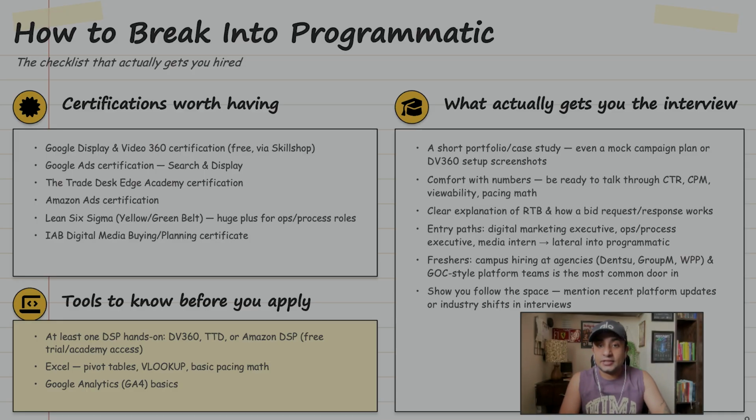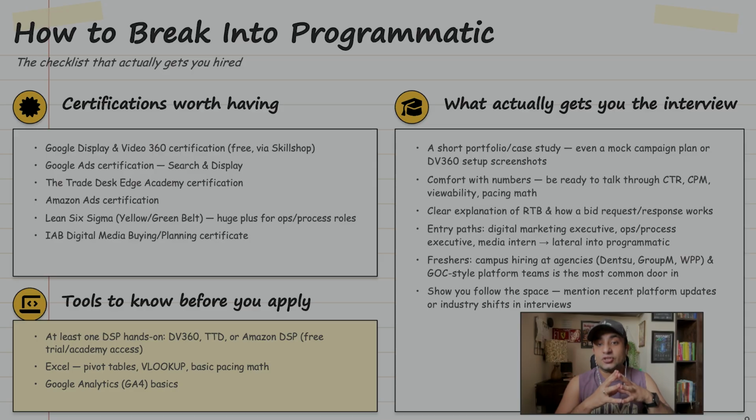What actually gets you the interview? A short portfolio or a case study, if you can make it, please make it, because it helps you a lot. Even a mock campaign plan or DV360 setup screenshots would be a great plus for you. Then comfort with numbers: be ready to talk through CTR, how I improved the CTR, the CPM, viewability, how I improved pacing, and what are the formulas, what is the maths that I apply. All that is a plus for you when you're applying for interviews. A clear explanation of real time bidding and how a bid request and response works. If you want to understand this particular topic in depth, I have made a video, I'll add it above.